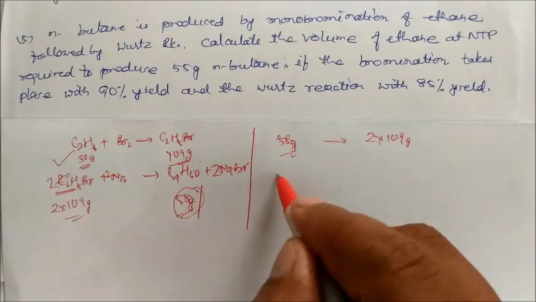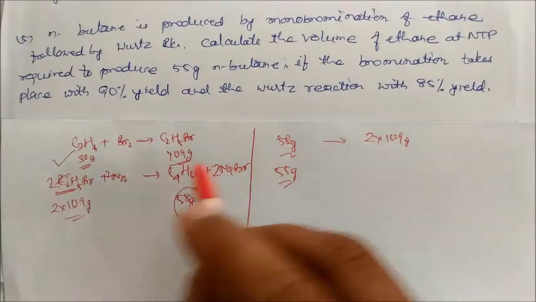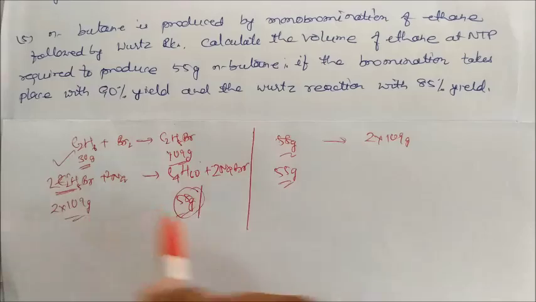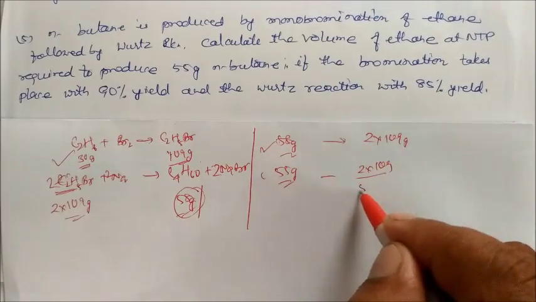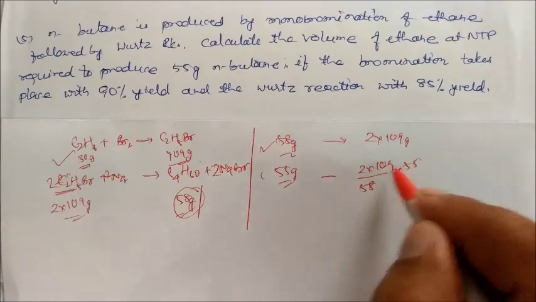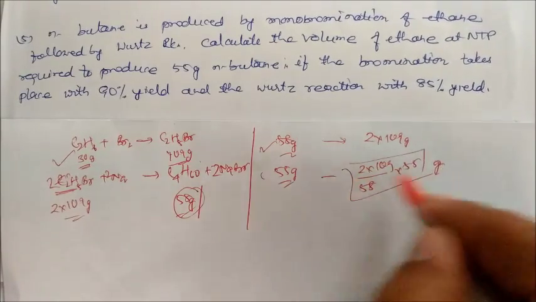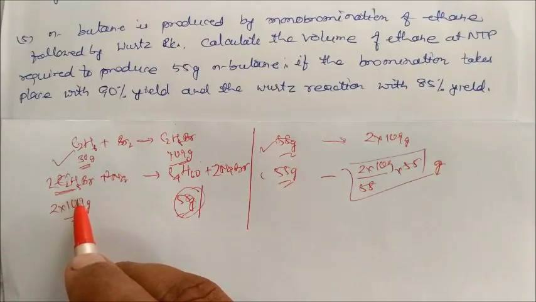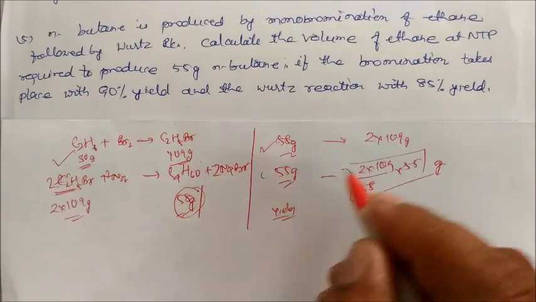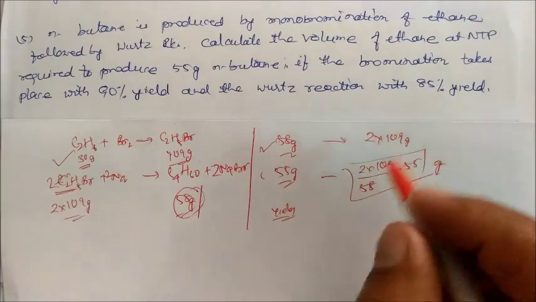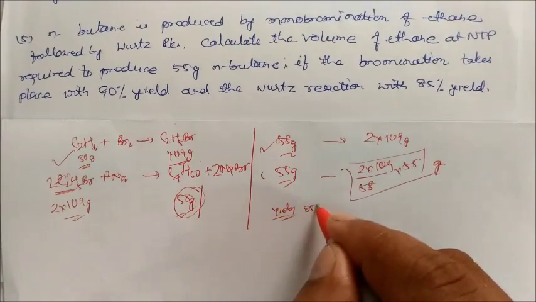So for 55 gram of butane as per the question, we require 2 into 109 divided by 58 into 55. So this is the total gram of ethyl bromide. But the yield is how much? The yield, we can see, is 85%.